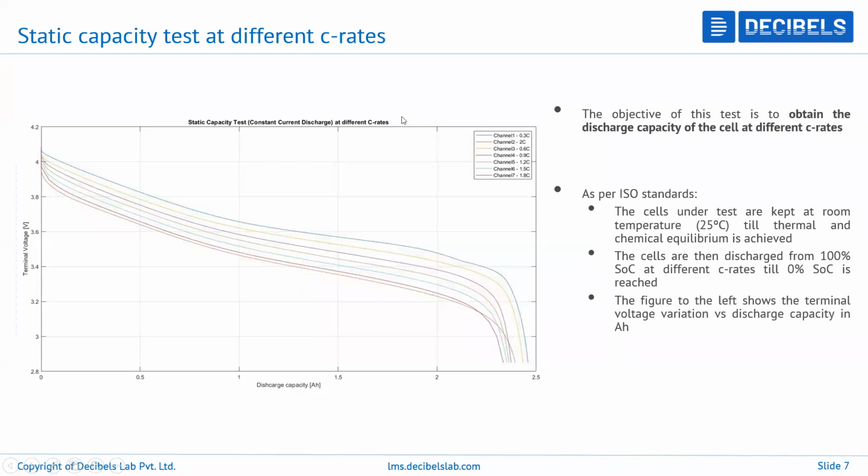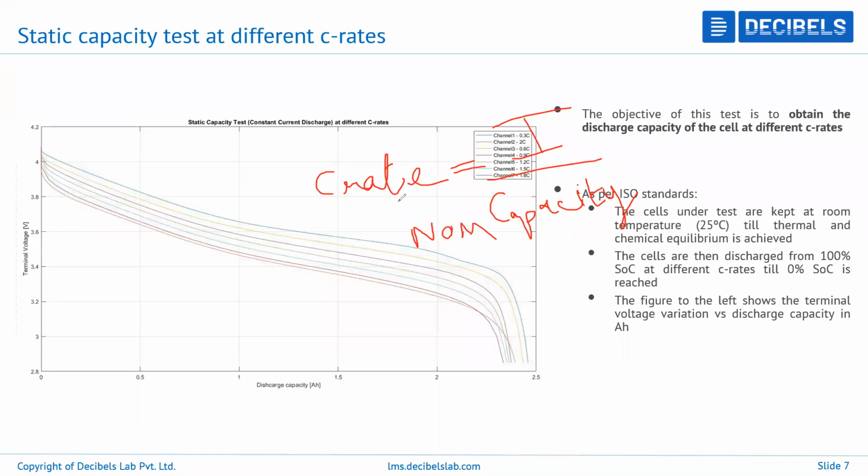Okay, so basically, as I had explained earlier, C rate is equal to the ratio between the current drawn from the cell divided by the rated capacity or the nominal capacity of the cell. Okay, so let's just mention that here. So nominal capacity of the cell. Okay, so here this is rated to be 2600 mAh.